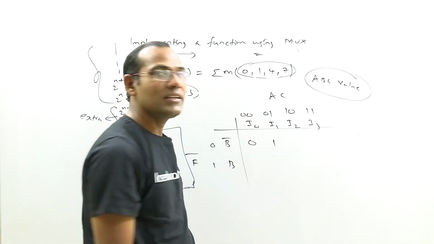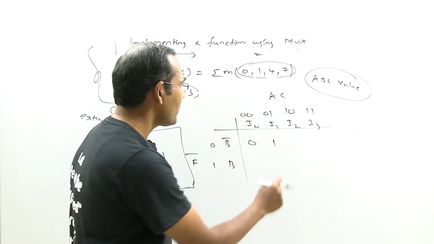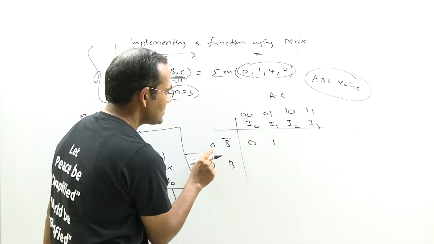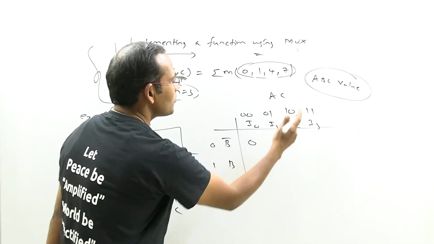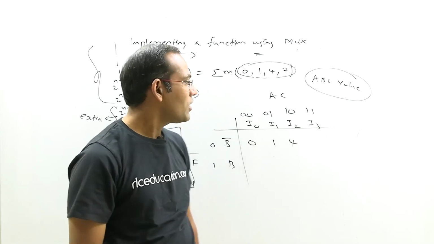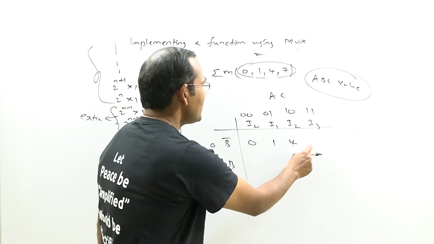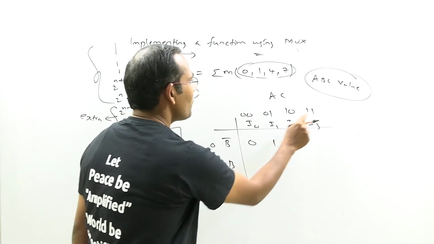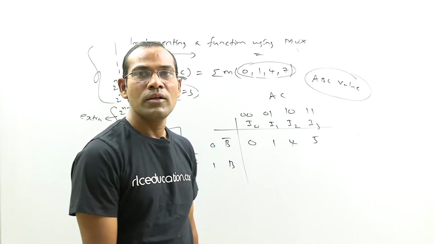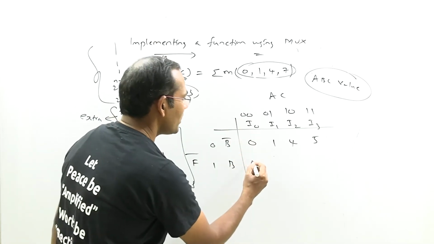At this position ABC is 1, 0, 0. See, A is 1, B is 0, C is 0. 1 0 0 means 4. Here ABC value is 1 0 1, which means 5. Like this we can write the numbers.